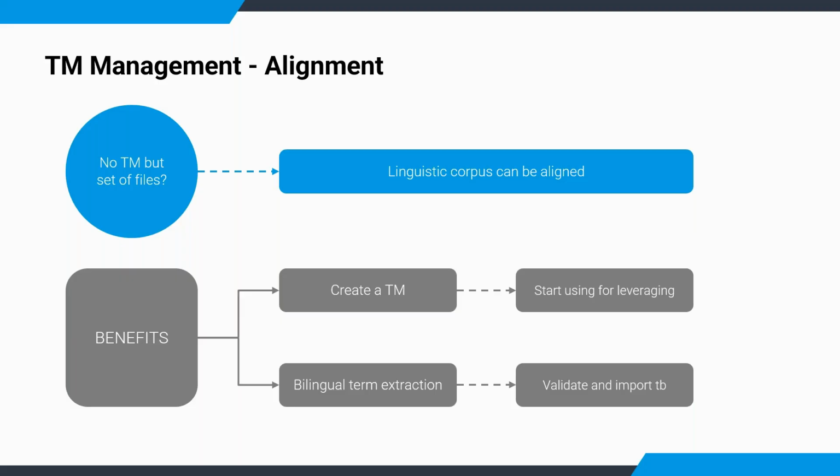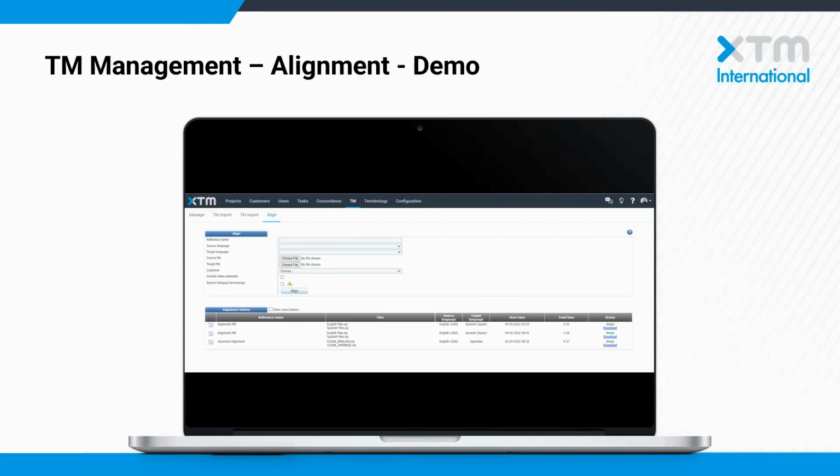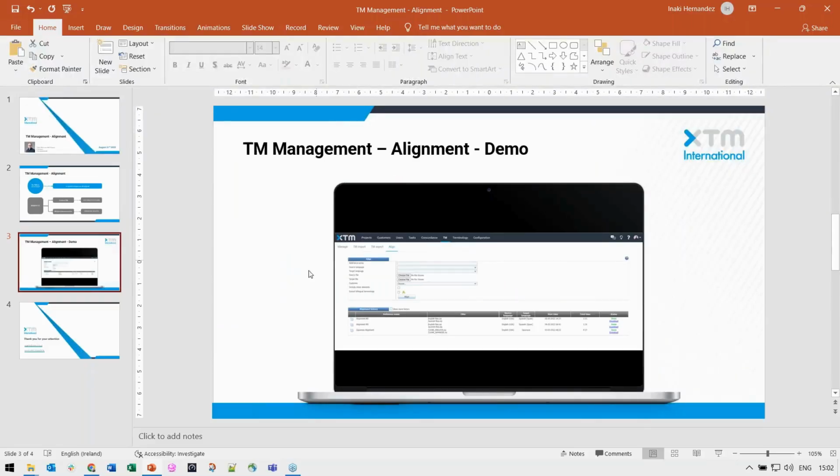So today what we're going to do is show you how to get a set of files, align them in XTM, and create the alignment. We're going to look at the alignment output. We're also going to look at the terminology extraction at bilingual level. And then we're going to import that into the system and see how that executes in XTM Cloud. Okay, so without further ado, let me go into my platform.